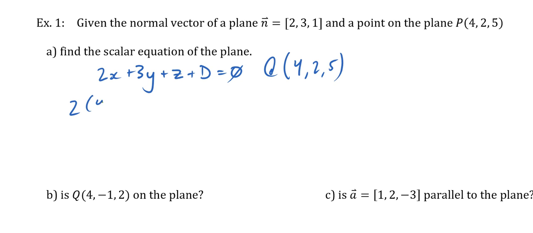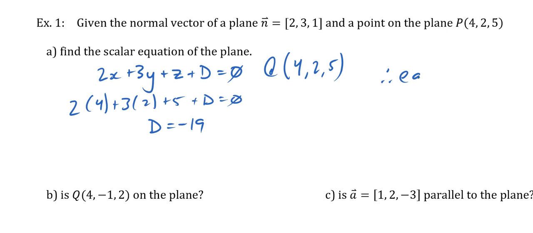So 2 times 4 plus 3 times 2 plus 5 plus d equals 0. And d works out to negative 19. Is that right? Has anybody done that? Yes. So therefore, my equation is 2x plus 3y plus z minus 19 equals 0.